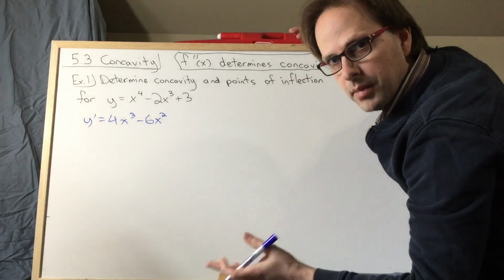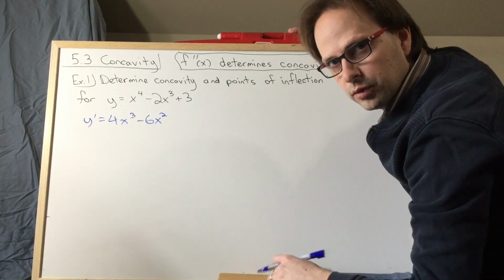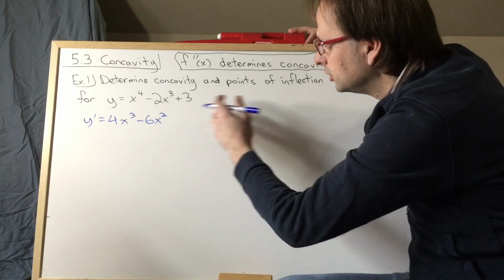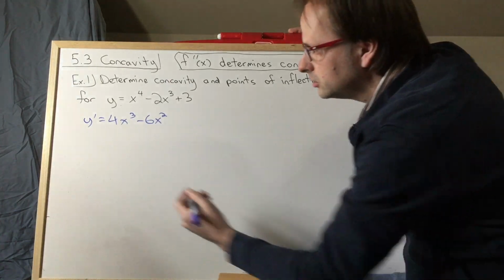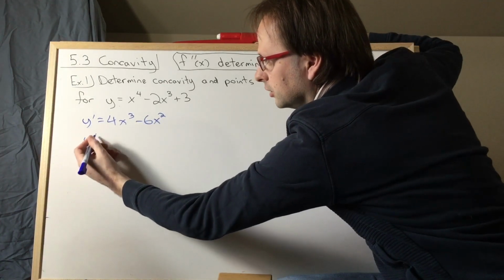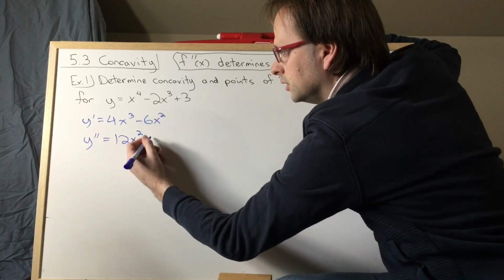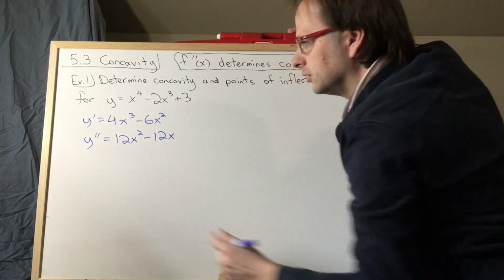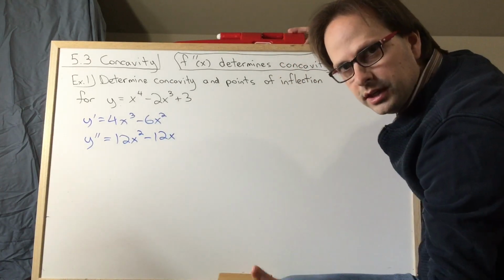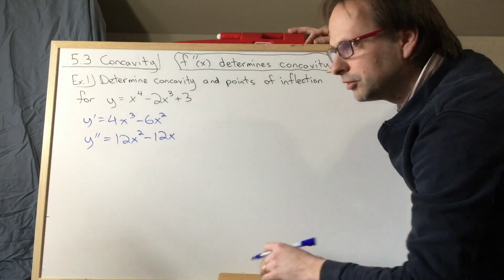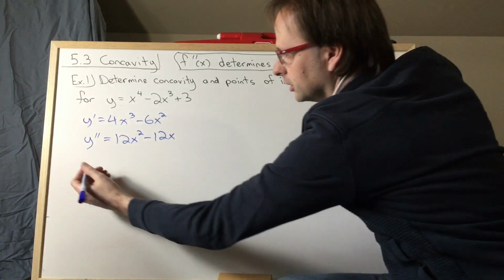If we were hunting down max or min points or intervals of increase, decrease, we'd look for the critical values of this. But since we want concavity and points of inflection, we keep going to the second derivative, which is going to be 12x squared minus 12x. And we can set that to equal 0 to try and hunt down these points of inflection, or we can just factor and do it by inspection. So let's do that.